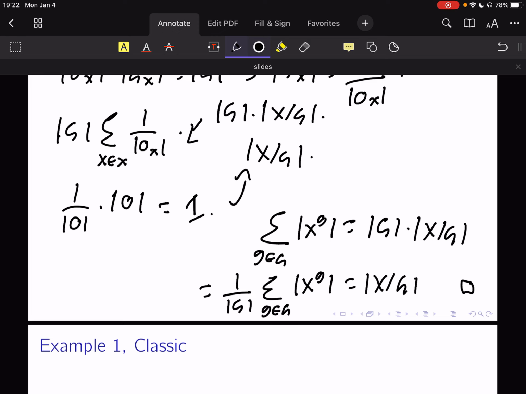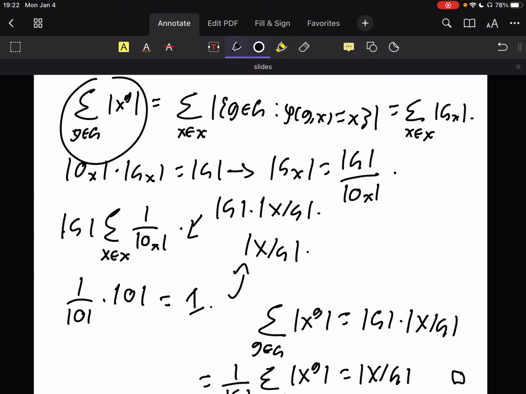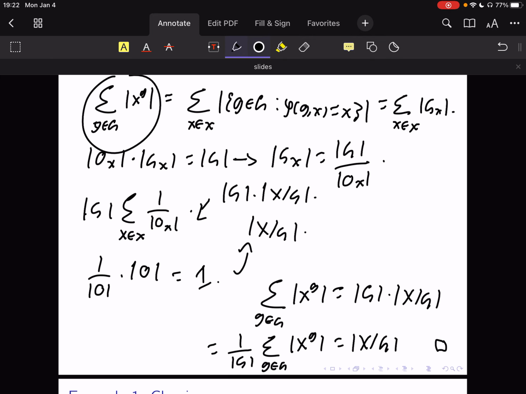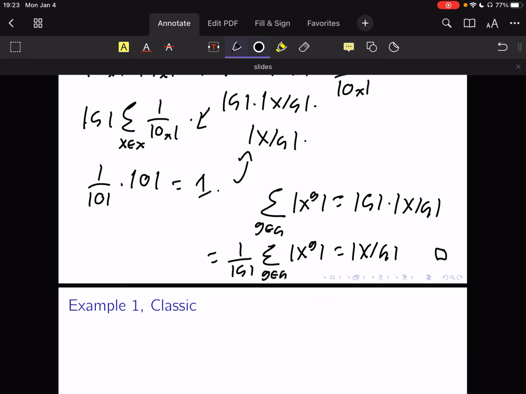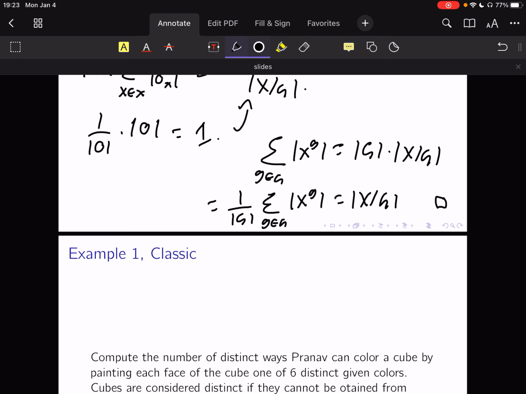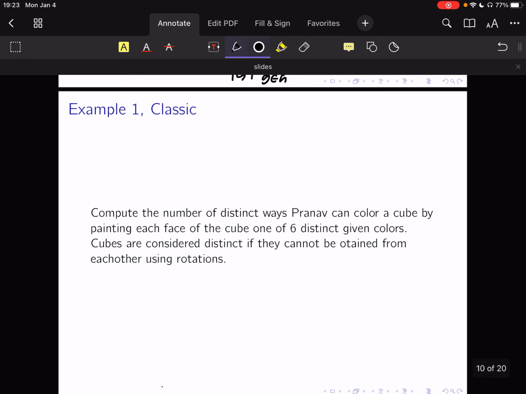So we're done. This proof is a pretty good example of how a sum swap can be useful. We swapped the indices completely, and we were able to simplify the problem down into something that we could tackle and then show that that was equal to what we wanted. So let's actually solve a problem using Burnside.